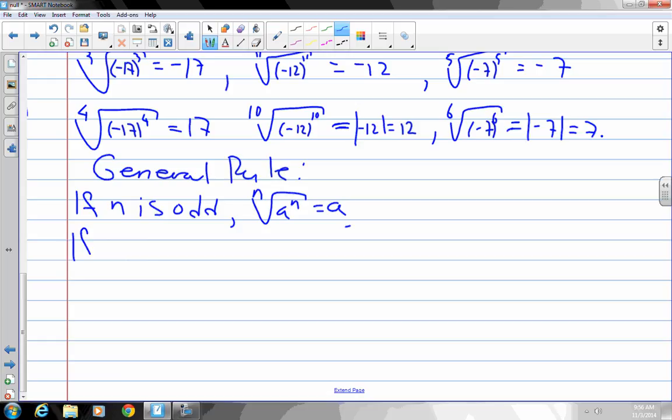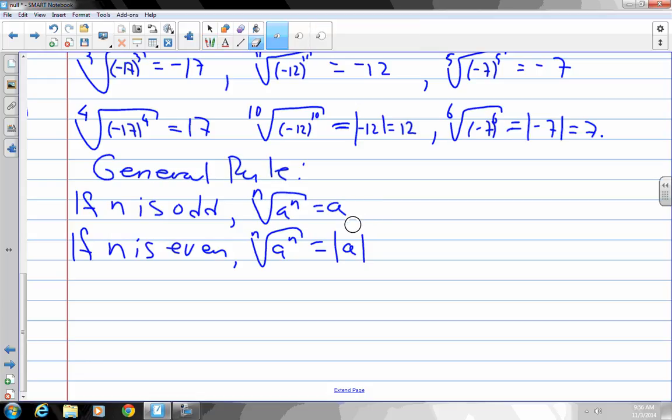But if n is even, the nth root of a to the power n will be the absolute value of a. So it always comes out positive. So if a is positive, the final answer is positive. If a is negative, the final answer is still positive because of the even powers. Even powers will get rid of that negative.